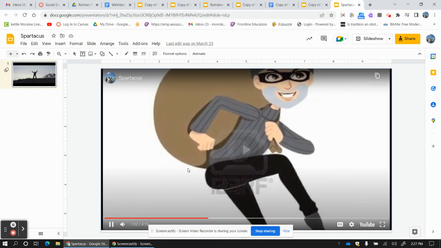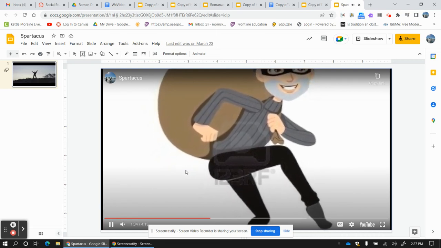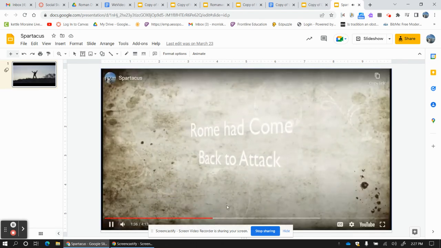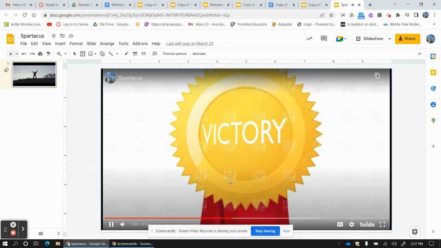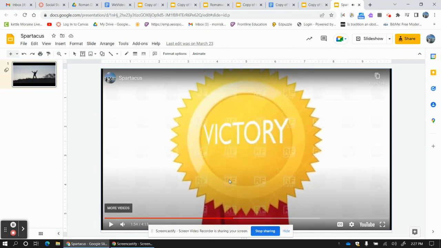Notice how it goes. Rome had come back to attack with 6,000 men. Then she uses this really cool first place victory ribbon to talk about a victory Spartacus had in battle.